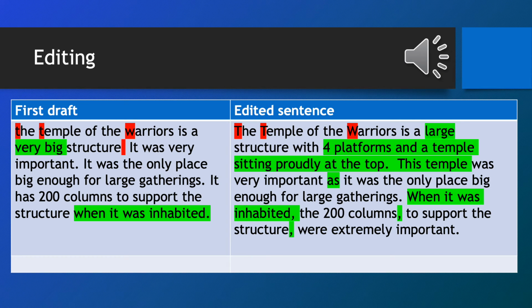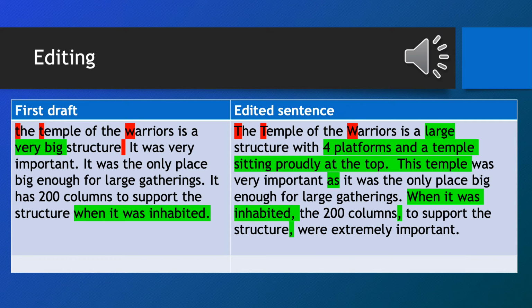So here you should be able to see my first draft and my edited sentences. The first thing I did is I thought about any CUPS, and I highlighted those in red. So any capital letters or full stops that were missing, those are in red, and I've shown you in red on the edited side where I've changed them. We're going to focus on the green and what I have added or what I have removed or moved, okay?